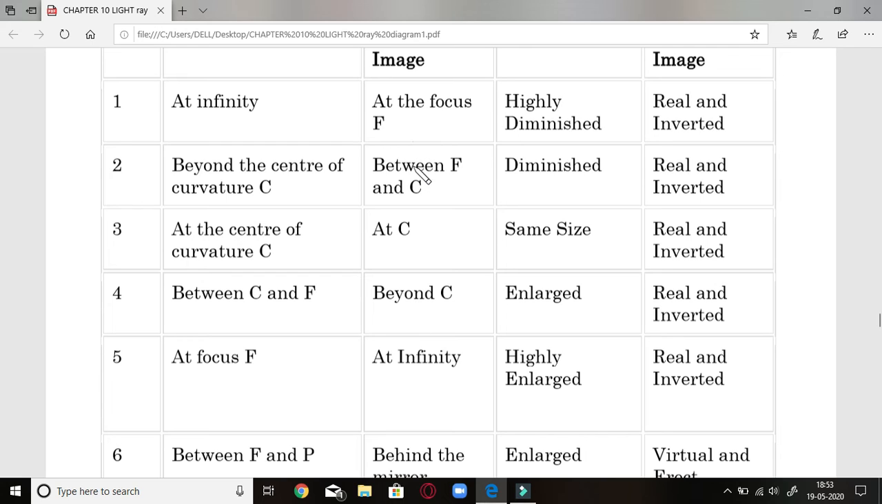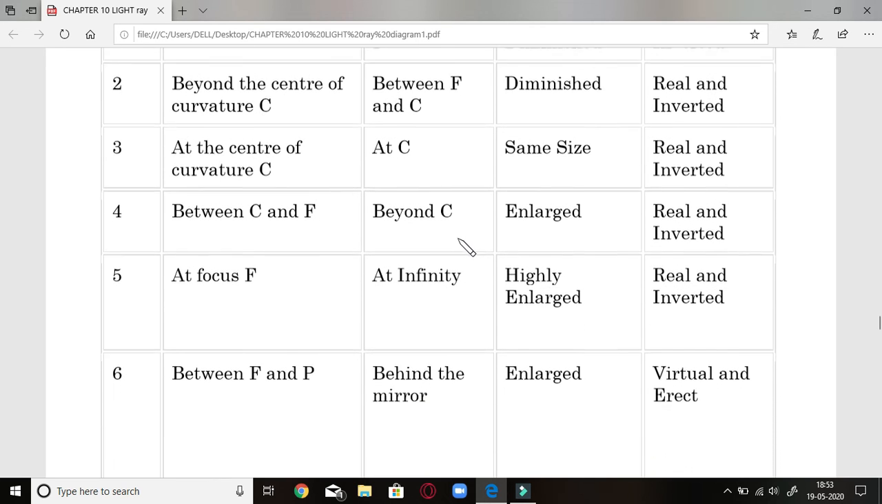Now if you look at 2 and 4, they are also opposite to each other. If you place an object beyond C, the image is formed between C and F, and if you place an object between C and F, the image will be formed beyond C. They are just opposite to each other. And if you place it at the center of curvature, of course the image will be formed at the center of curvature, of the same size, real and inverted, which is not difficult to remember.